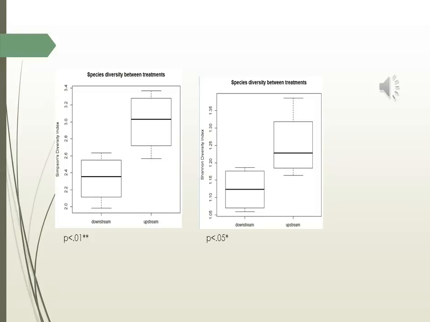Did species diversity differ between the upstream and downstream site? The answer is yes. Both Simpson's diversity index and Shannon's diversity index showed that the downstream site had significantly lower species diversity than the upstream site.